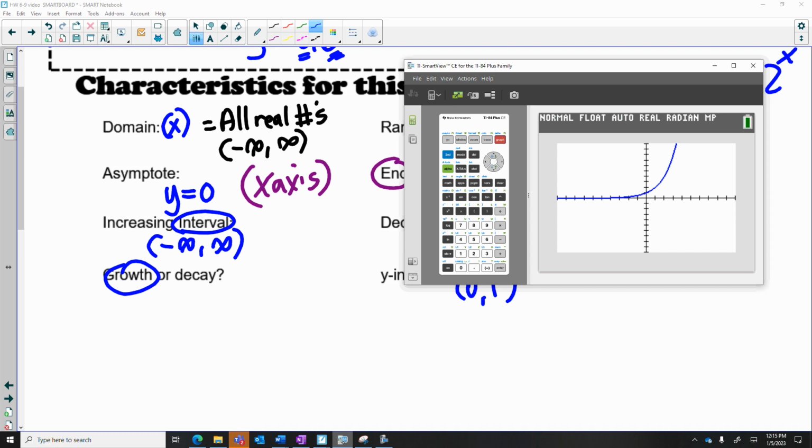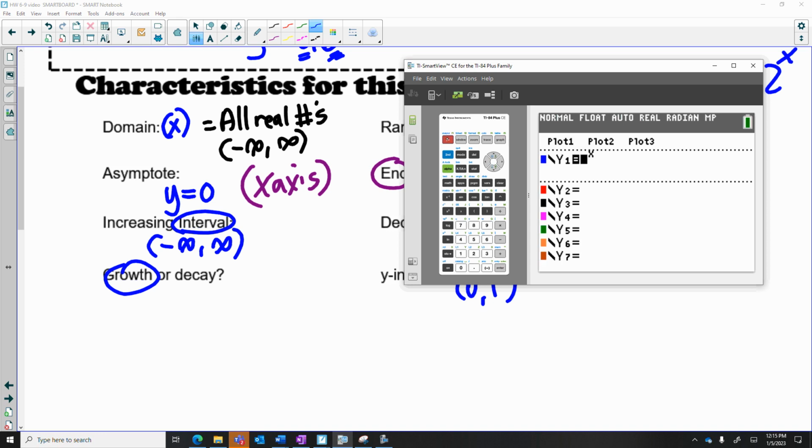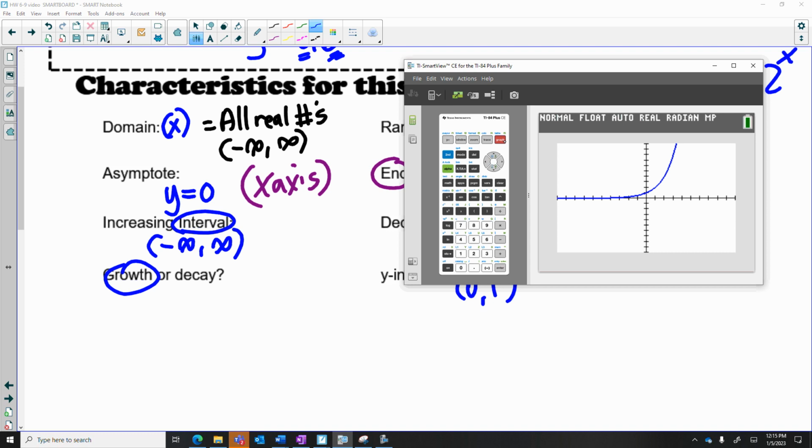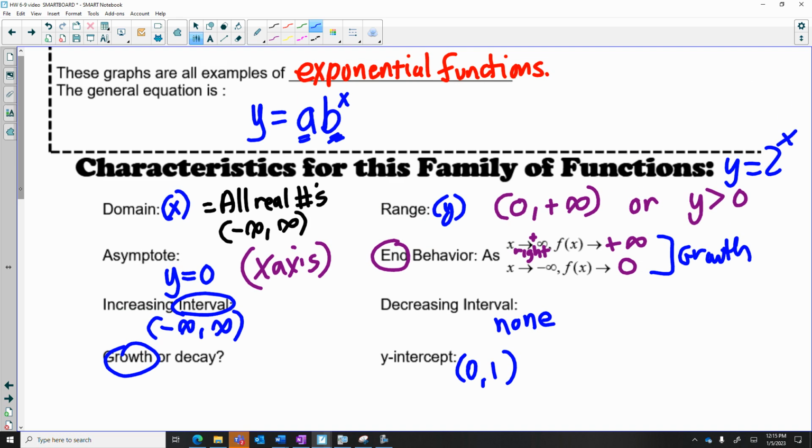We're going to talk more tomorrow in class about the base and how the base plays a role in the graph if it grows or decays. And we'll also talk about the other coefficient, which is the a value, which we're talking about up here, y equals ab to the x.